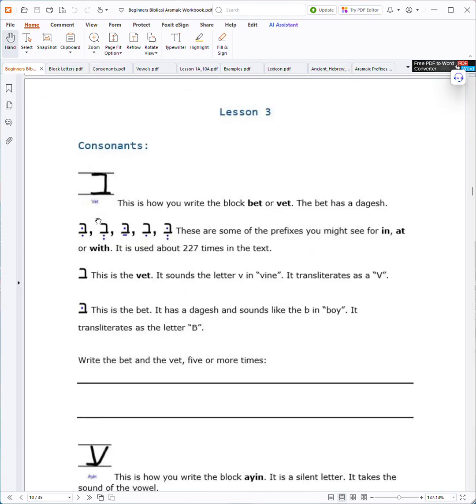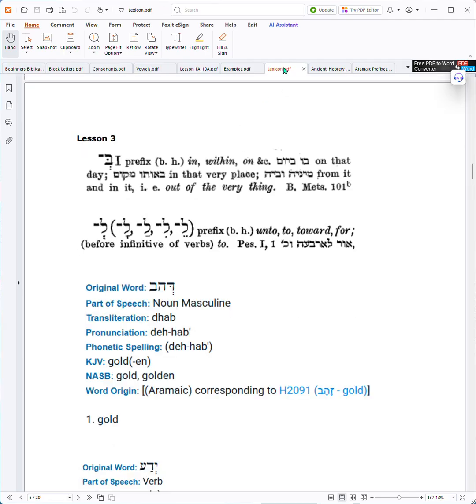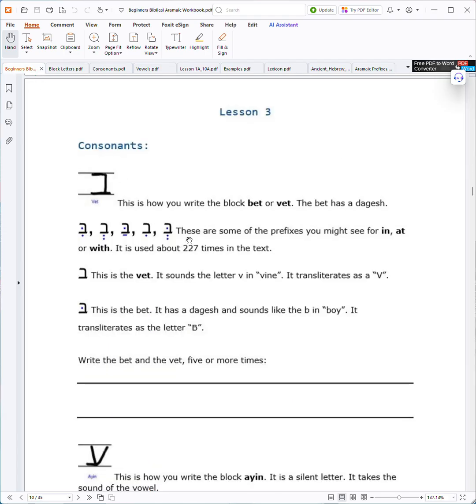So the bet or vet can be used as a prefix, and it's usually in, at, or with, and it's used 227 times as a prefix. So let's look here. Here it is as a prefix, in, within, on. So it can be used as a prefix.